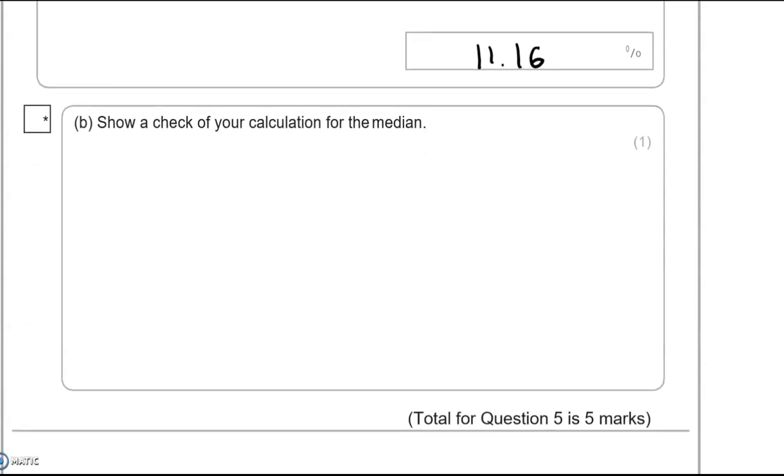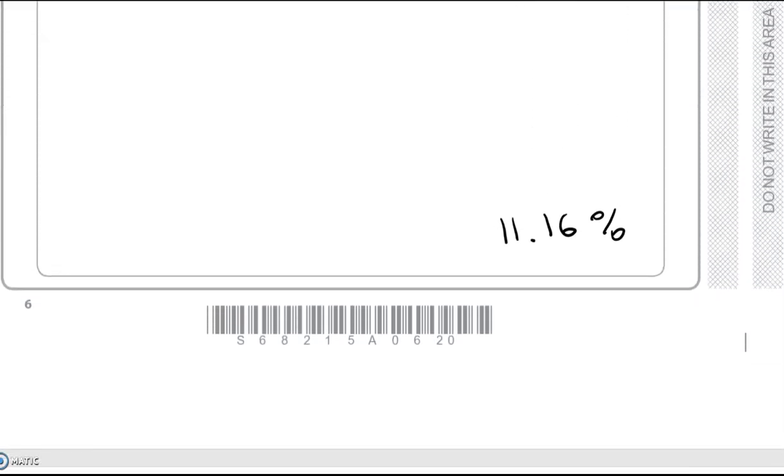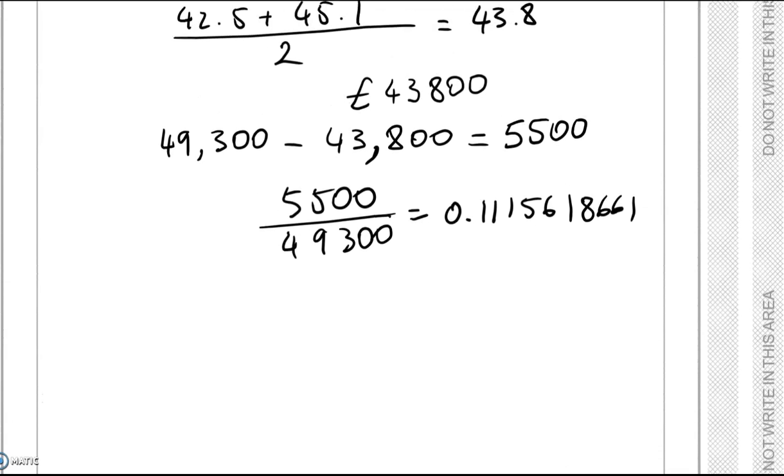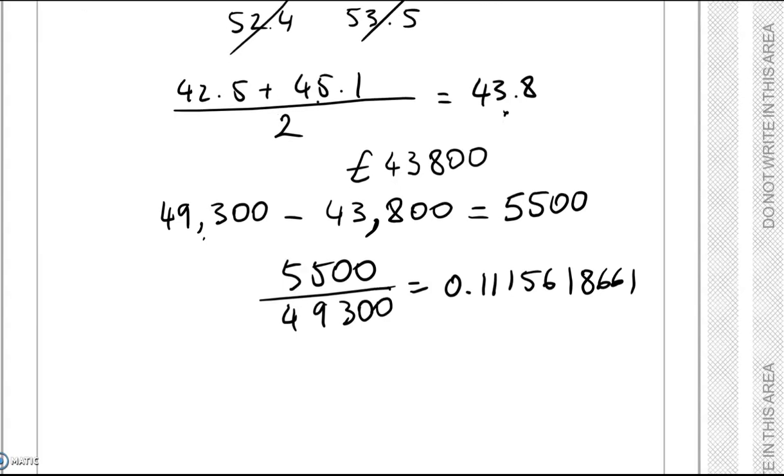Show a check of your calculation for the median. So we're going to have to go back. You only need to show one step in here, not every single step. So if I just focus on the last one, I'm going to do 43 add 45 divided by 2, which is going to give us 44, which is what this is rounded to as well, to the nearest whole number.